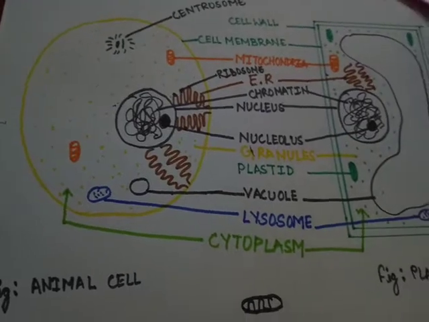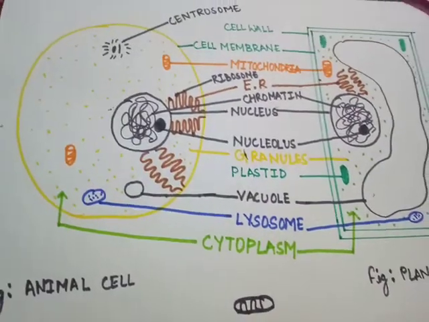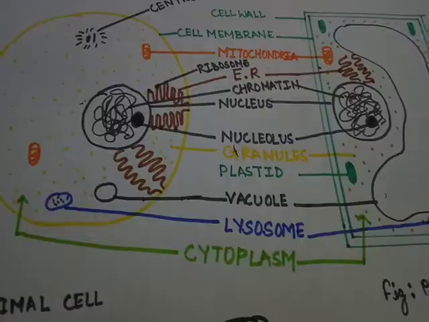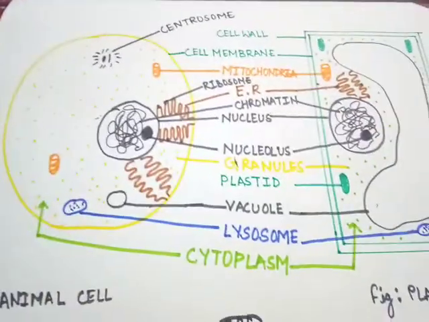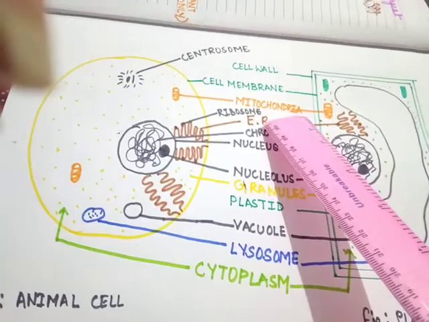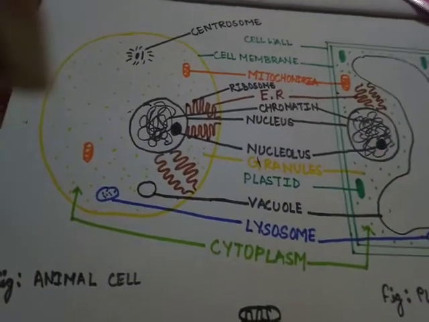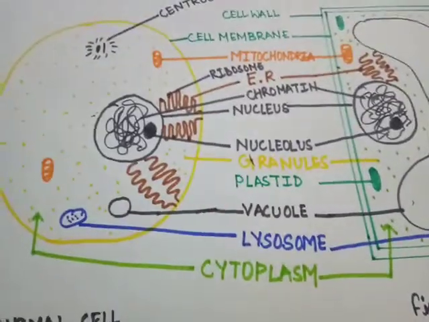The first one you can see is the mitochondria, which is marked in the orange color. Mitochondria is known as the powerhouse of the cell. And what is the function of mitochondria? Mitochondria helps in synthesis of the ATP, that is the energy.